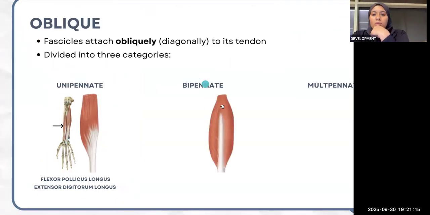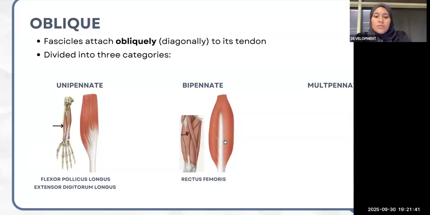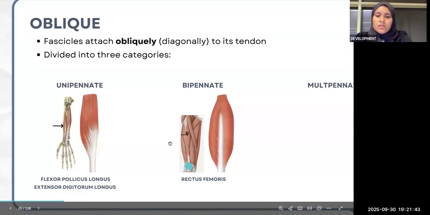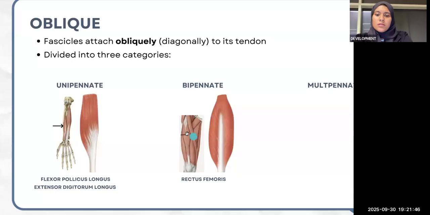Okay, what about bipennate? In bipennate, you have muscle fibers on opposite sides. So let's say this is your tendon. I hope you can see me. This is your tendon, and then you have muscle fibers joining here, and then you have muscle fibers joining this way. So that's bipennate, and it's really easy to memorize. Uni means one, so it's just going to be one side. Bipennate means two, so it's going to be two sides. An example of this would be rectus femoris, a muscle on your thigh. As you can see, it's converging into one tendon from opposite sides.